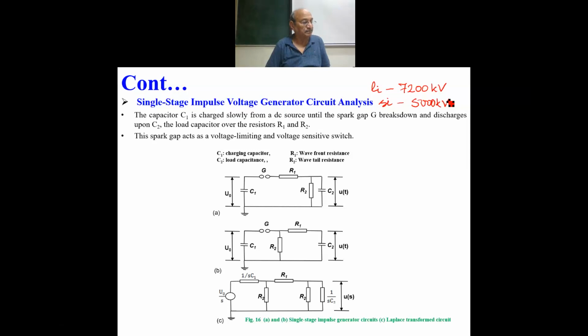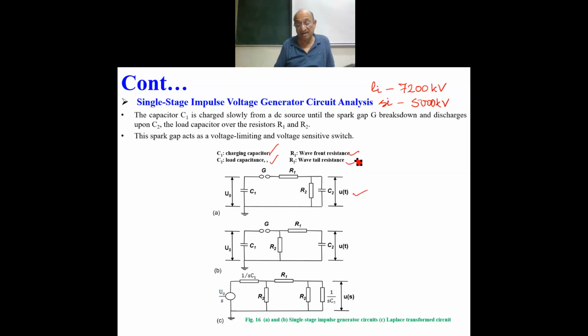So as you see, the basic circuit of generation of impulse voltage, that is, a pulse of certain duration, is produced. The capacitor C1, as you see here in this circuit, is the charging capacitor. C2 is the load capacitor. We have two resistors, very simple, two capacitors and two resistors. R1 is the wave front resistor and R2 is the wave tail resistor.